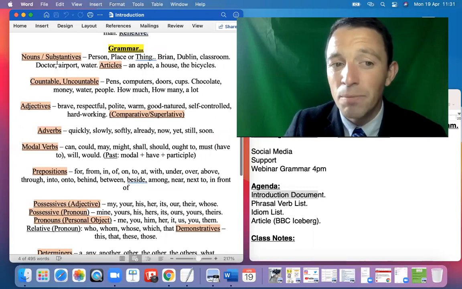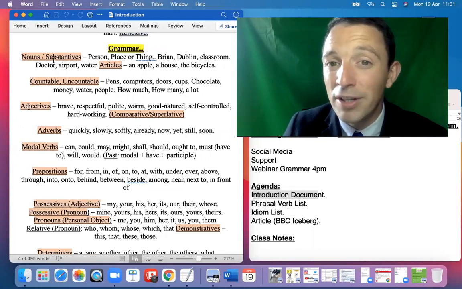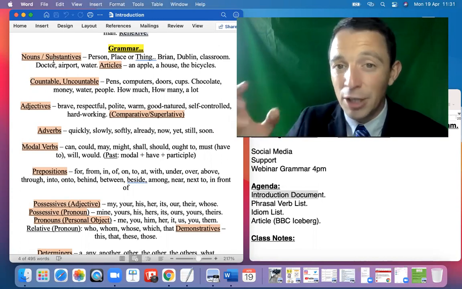Okay, the other area here is grammar in general. So we have different terms in relation to grammar. That's very important, and during the class I mentioned frequently these terms.